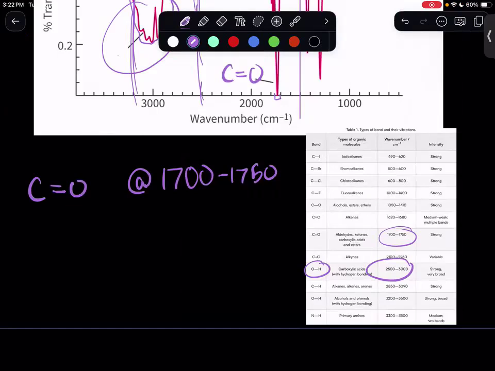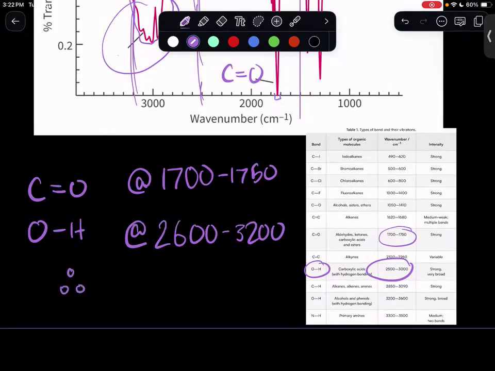So right here we have OH at around 2600 to 3000, or more like 3200. And so if we have a C double bond O and an OH specifically with carboxylic acids, we can assume that this is a C double bond O OH or a carboxylic acid. Specifically, we are looking here at ethanoic acid.